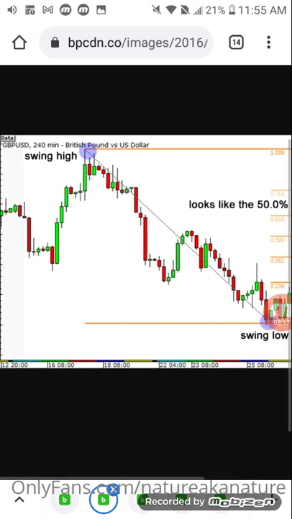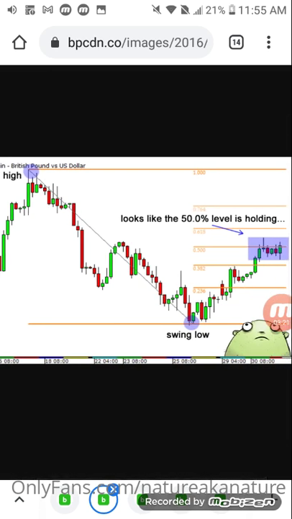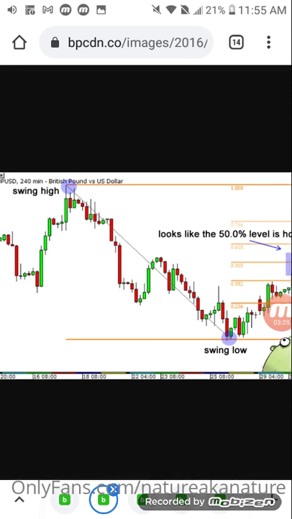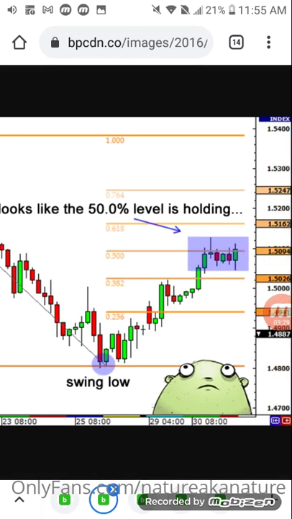All right, so to find the Fibonacci retracement levels of a downtrend, you draw from the swing high and drag it down to the swing low. These are the Fibonacci retracement levels. The Fibonacci retracement levels are horizontal lines. So these are the Fibonacci retracement levels of a downtrend.